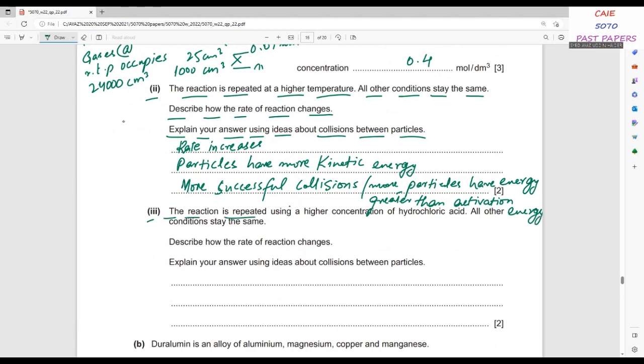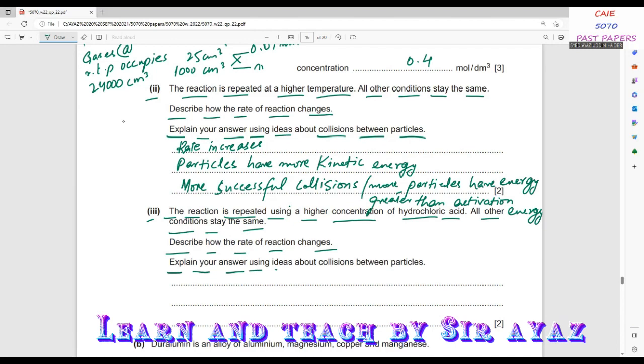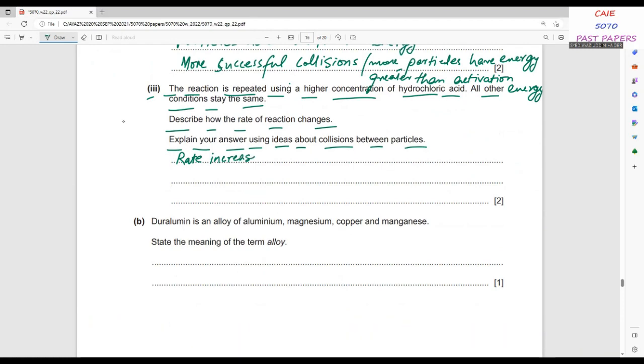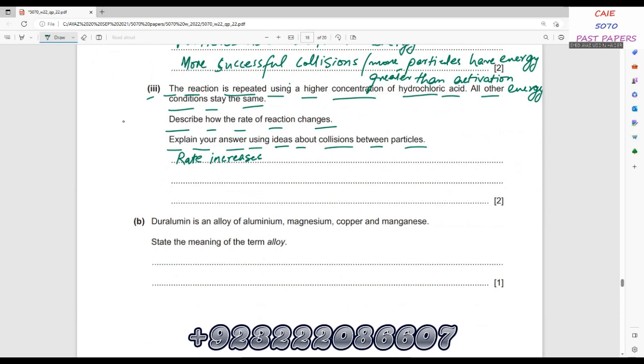Number 3, the reaction is repeated using a higher concentration of hydrochloric acid. All other conditions stay the same. Describe how the rate of reaction changes. Explain your answer using ideas about collisions between particles. Again, the rate of reaction will increase. So you write rate increases. But you need to give an explanation also. This time, there are more particles per unit volume. So you write more particles per unit volume. And there will be greater collision frequency.